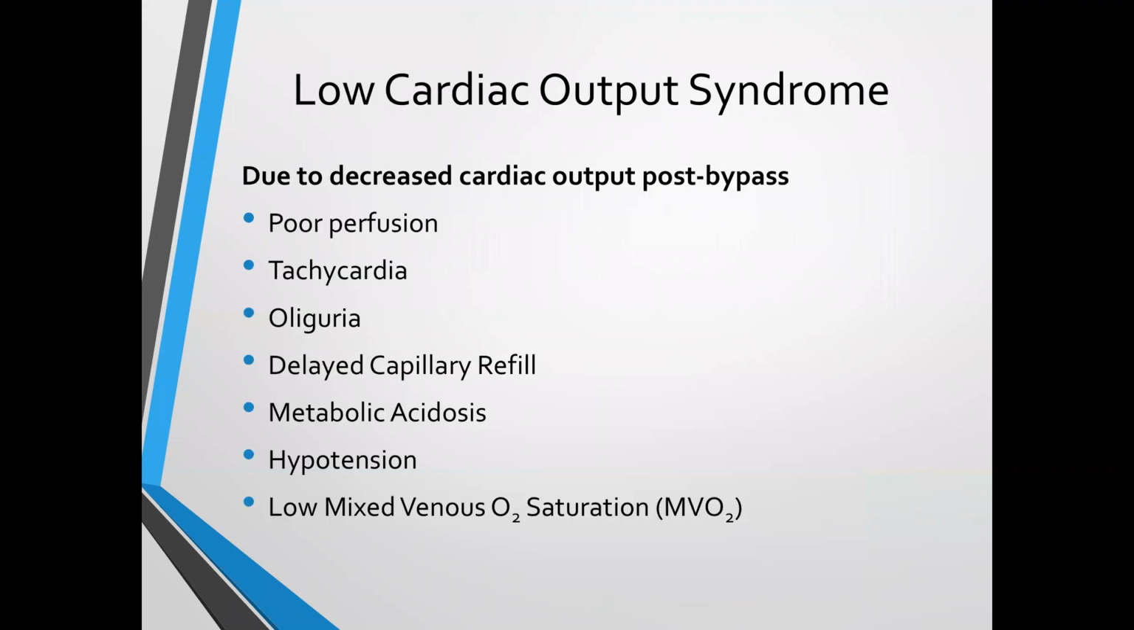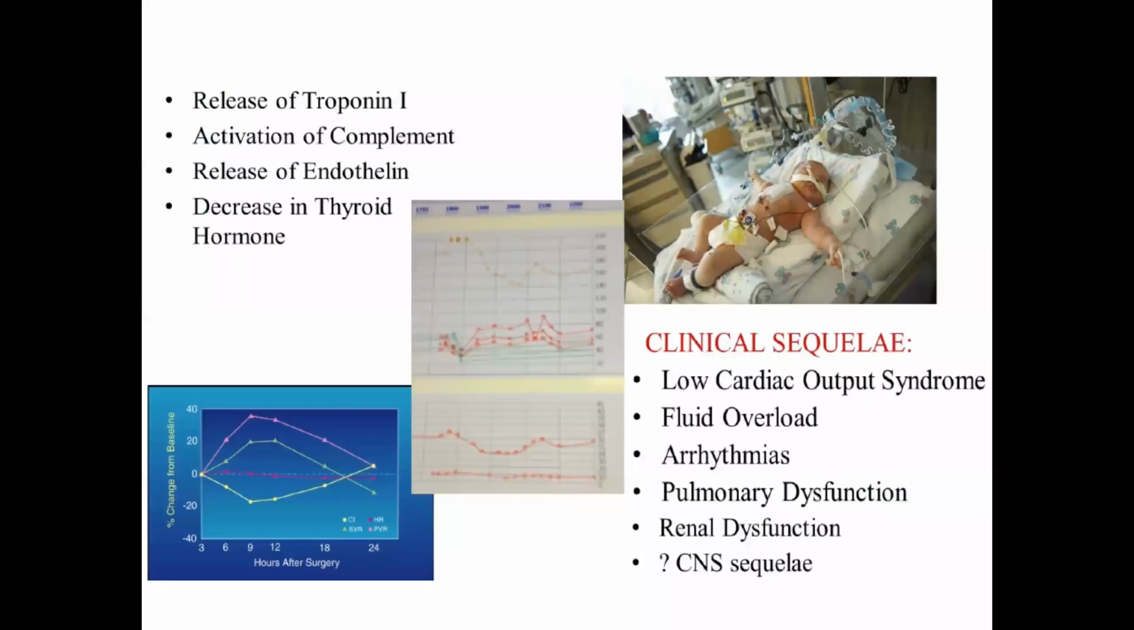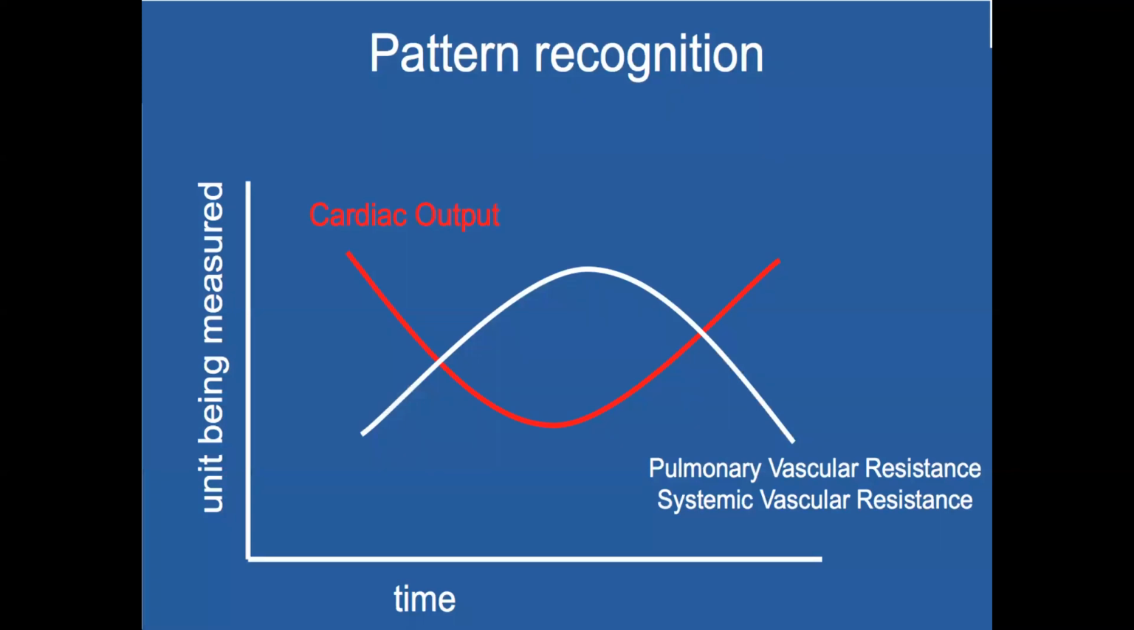I want to show you this pattern here. On the first night of the patient, the cardiac output drops significantly, at the time of maximum increase of pulmonary vascular resistance and systemic vascular resistance postoperatively. This reaches the maximum around 12 hours after the operation, the first 12 hours. Usually it's midnight of the first night.